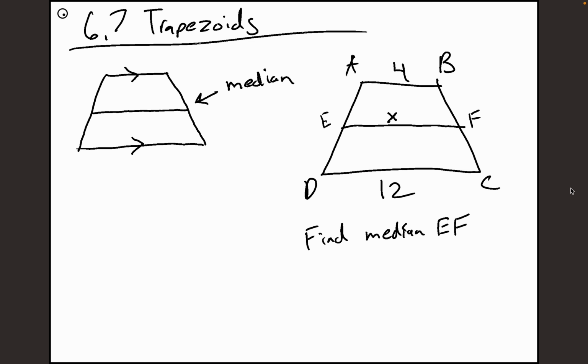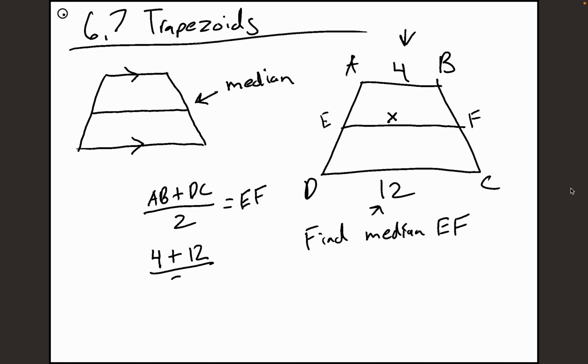Now when we do this, the median is going to be directly in the middle. So it's going to be the value in between the top and the bottom. So the equation that we're going to set up, for specifically this one, we're going to do AB plus DC divided by 2, and that's going to equal EF. So let's go ahead and put our values in. So AB has a value of 4 plus DC has a value of 12 divided by 2. That's going to equal EF.